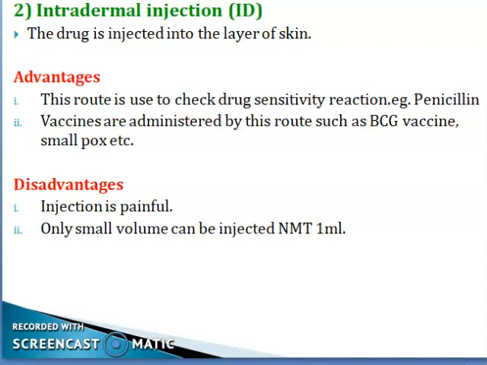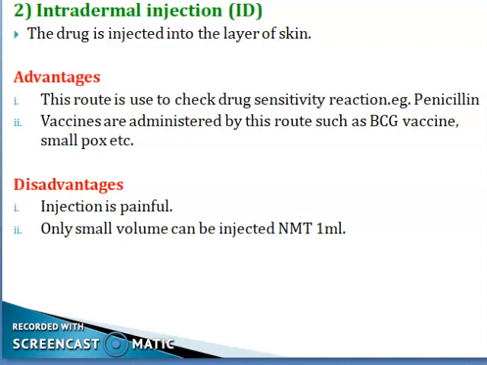Okay, so you might know, there are many people who have a reaction to penicillin. Okay, adverse reaction. I am telling about the adverse reaction of penicillin. So to check this reaction, when drugs like penicillin are given, this route is used to check whether there is sensitivity to that drug.